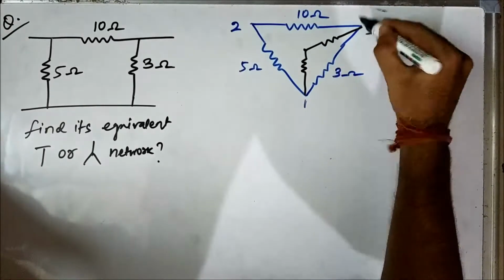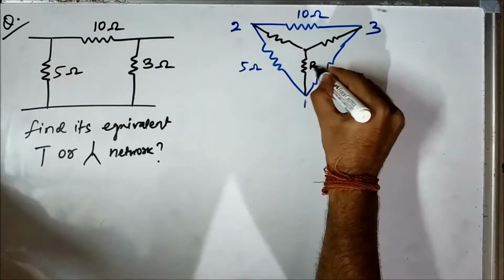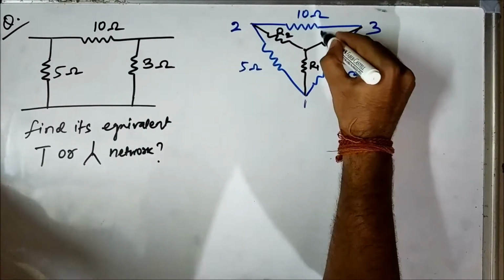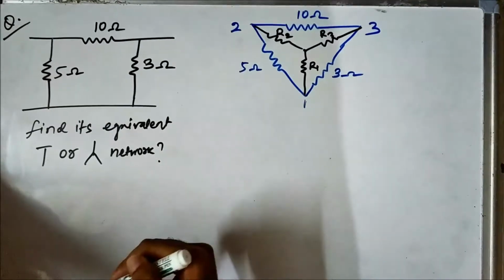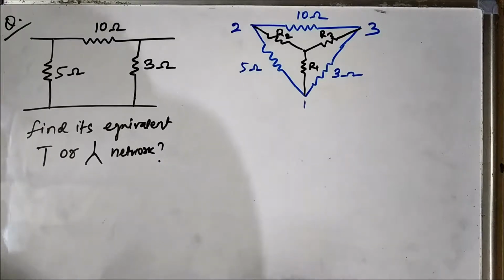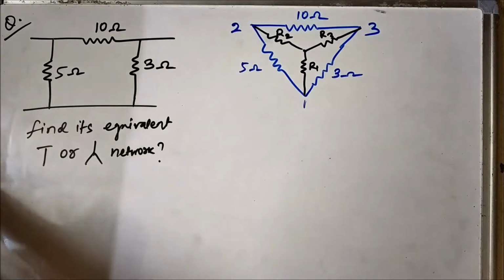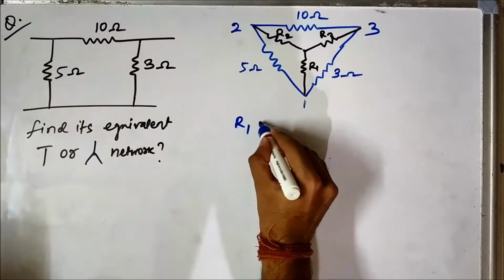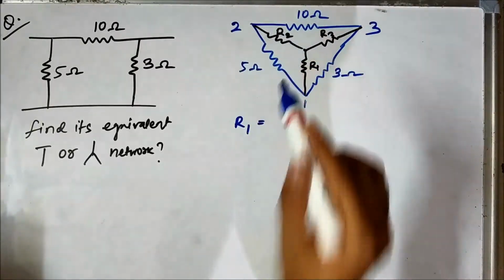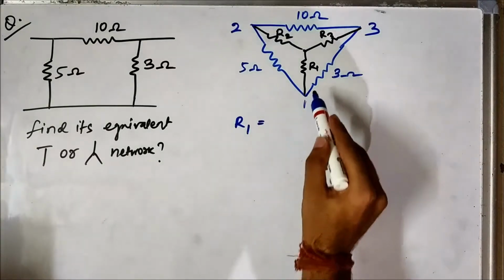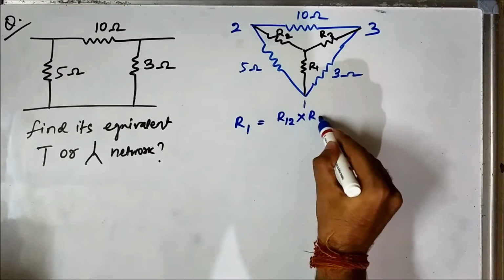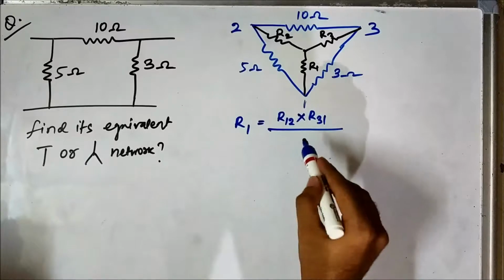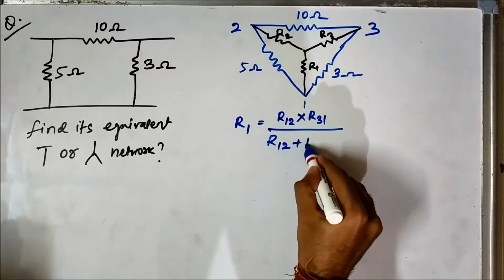This is R1, this is R2 and this is R3. R1 is connected to point 1, R2 is connected to point 2 and R3 is connected to point 3. Now I have told you the formula for delta to star conversion. If you have to calculate R1, then you have to include in the numerator all those resistances which have one of their ends at point 1. It means you have to include R12 into R31, divided by the denominator, which is common: R12 plus R23 plus R31.